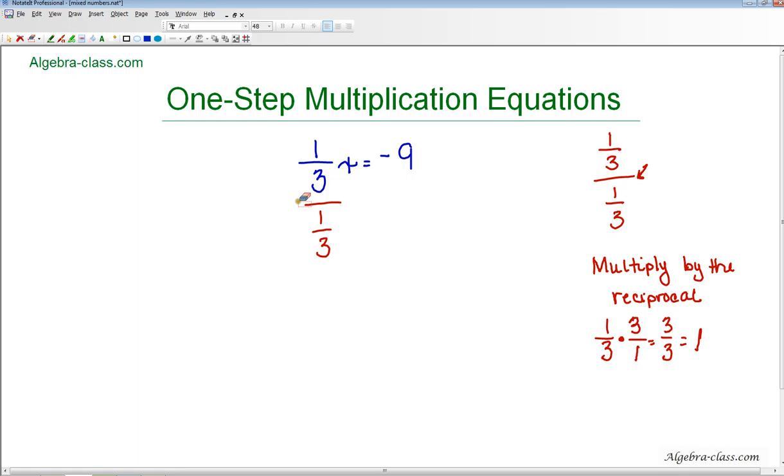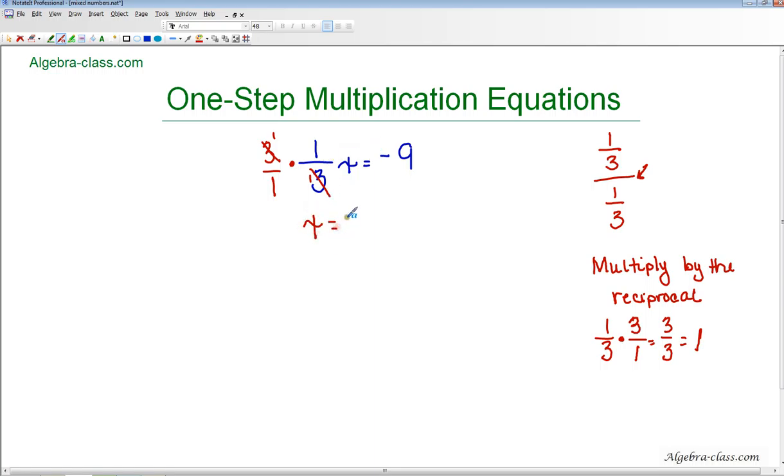So when I'm solving equations, I'm not going to use that division bar. I'm going to multiply by the reciprocal. So the reciprocal of 1/3 is 3/1. And then what happens is my numerators and my denominators that are 3 simplify to 1. And then it's all 1, so 1 times x is just x.